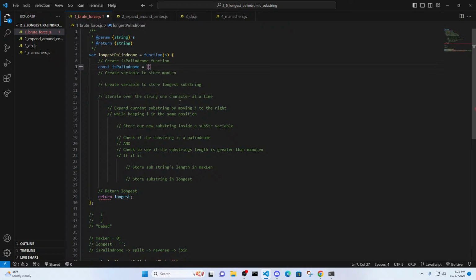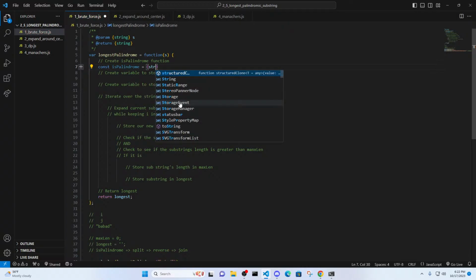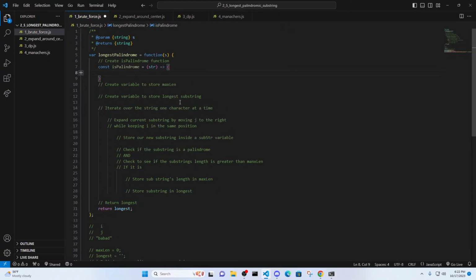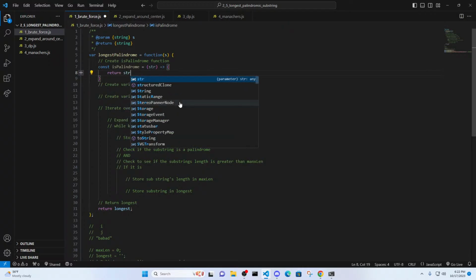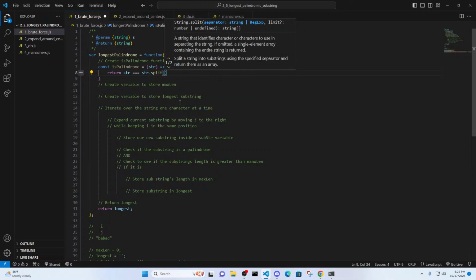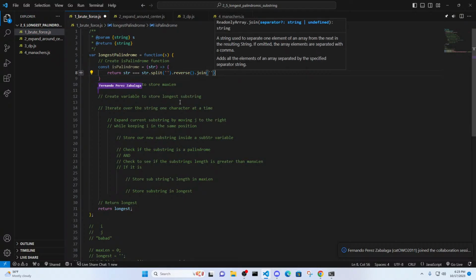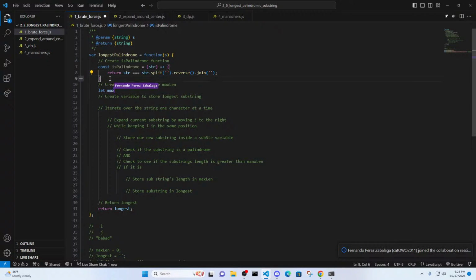I'll go ahead and just start typing because I do want to get to the next solutions too. So in this case, we're just going to return string equals string.split.reverse.join. If the string that was passed in is equal to this, then we're good to go.